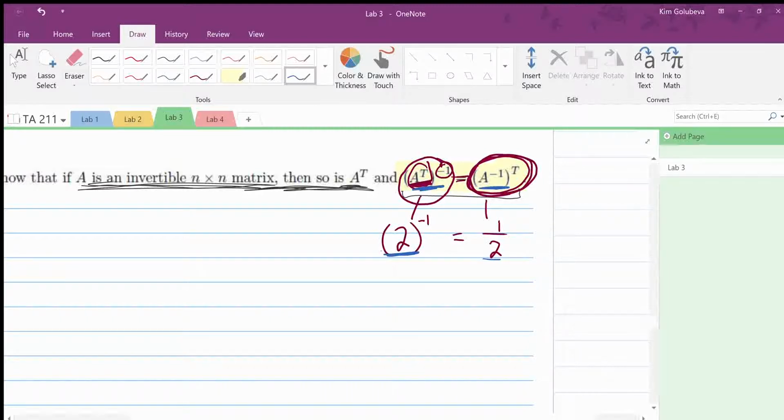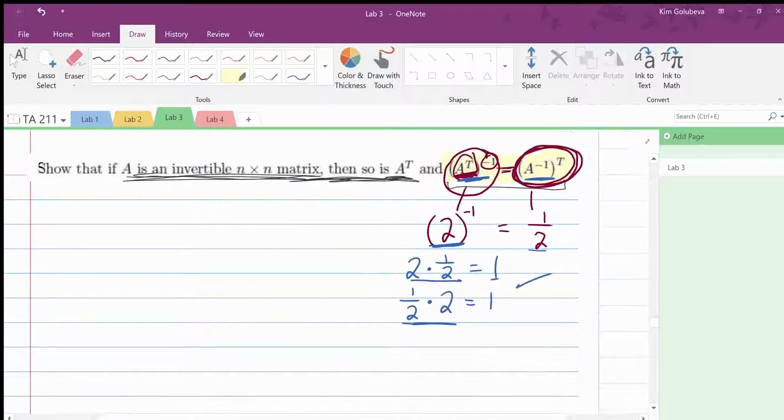Well, one way that you could do that is you could say, I'm going to show you that 2 times 1/2 equals 1, right? That's the definition of an inverse. You multiply it by something and it gives you back the identity. In this case, our identity is 1. This would in fact show me that this is the inverse of 2, but I would have to do it both ways. So 2 times 1/2 equals 1, and 1/2 times 2 equals 1. And that's true, right?